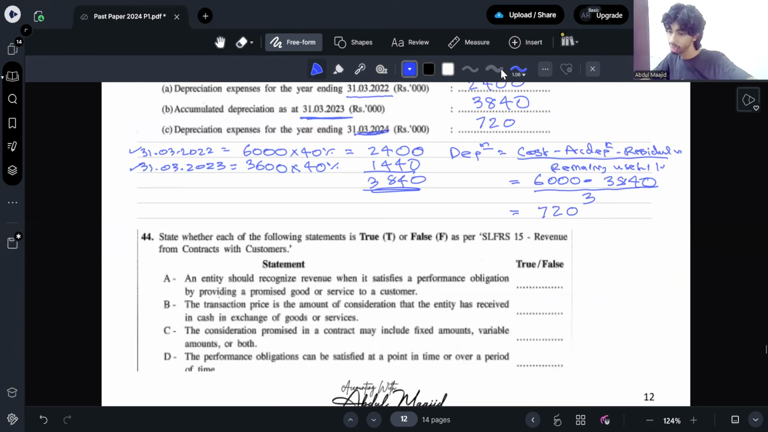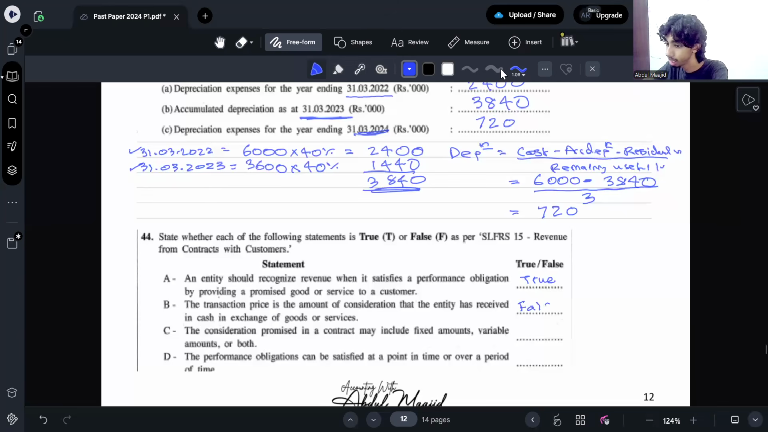Then 44. State whether each of the following statements is true or false as per SLFRS 15, revenue from contracts with customers. A. An entity should recognize revenue when it satisfies a performance obligation by providing a promised good or service to a customer. True, right? According to SLFRS 15, we can recognize revenue only if the performance obligation is satisfied. B. The transaction price is the amount of consideration that the entity has received in cash in exchange of goods and service. That is false.